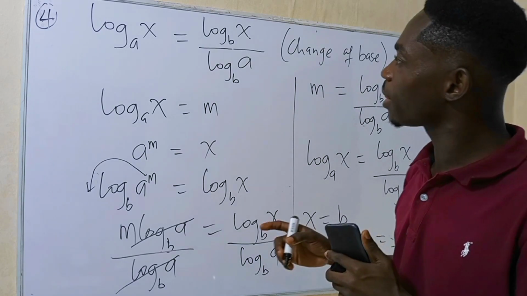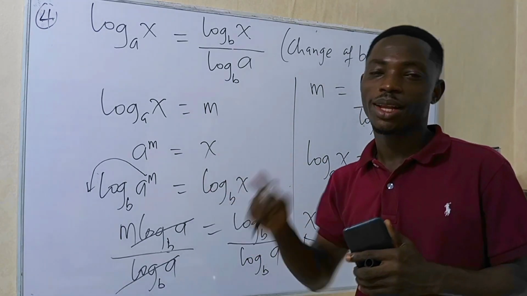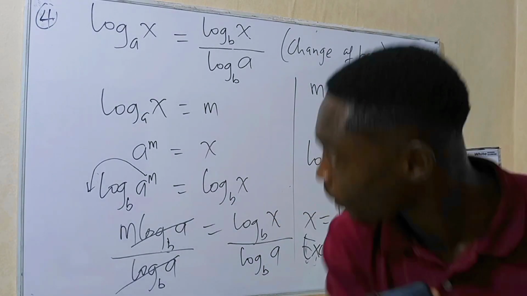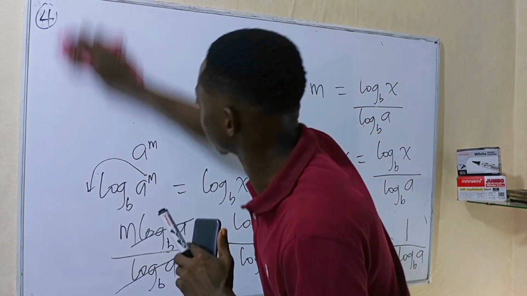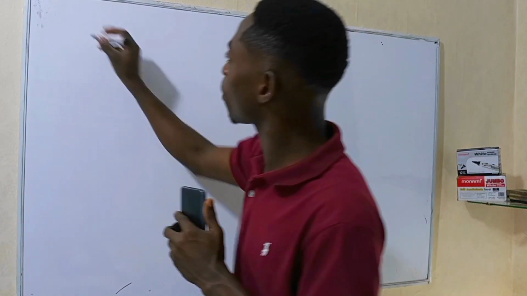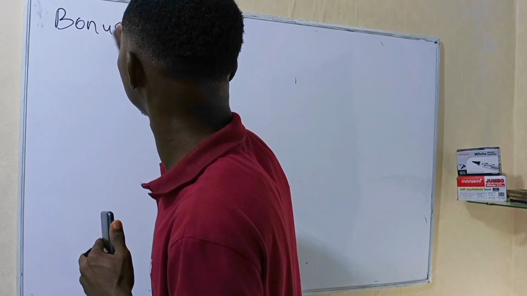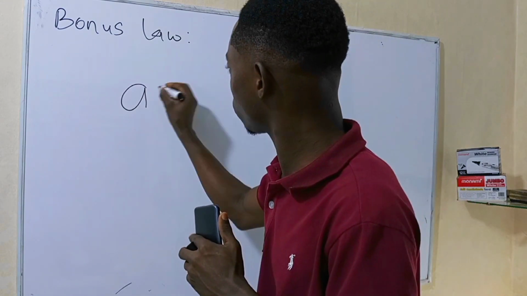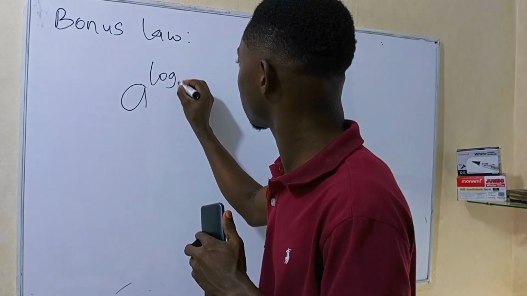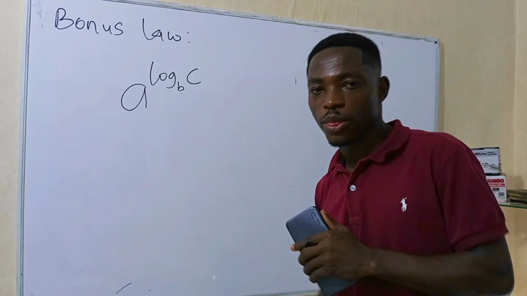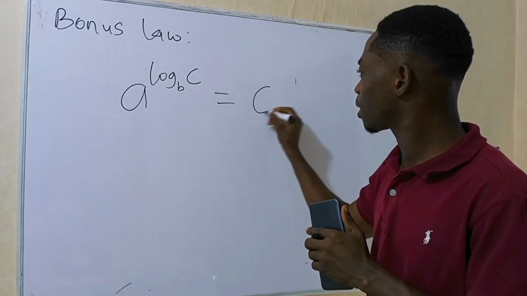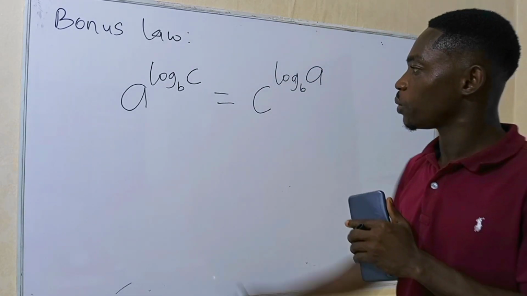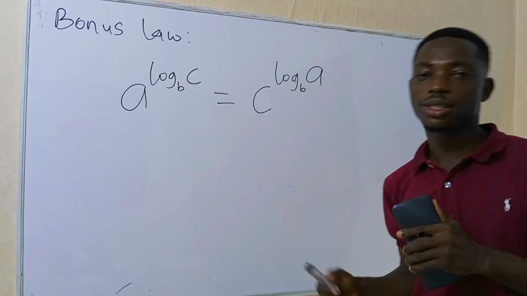And ladies and gentlemen, these are the rules that we know in logarithm. Let's talk about the last rule that is going to help you out, and I'll give you an example for that. Even though I'm not going to prove that one, it still works. For the last one, I'm going to say bonus law. Yes, bonus law. If we have a to the power log base b of c, this right here is the same as c to the power log base b of a. We just have to interchange their positions, and that is pretty much it.